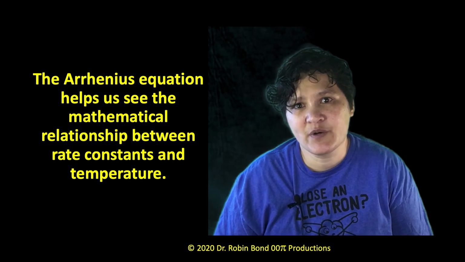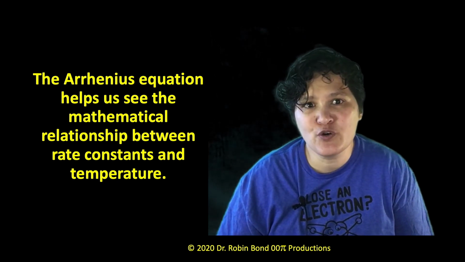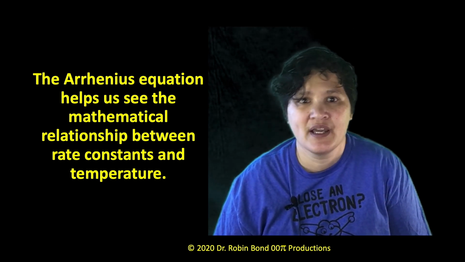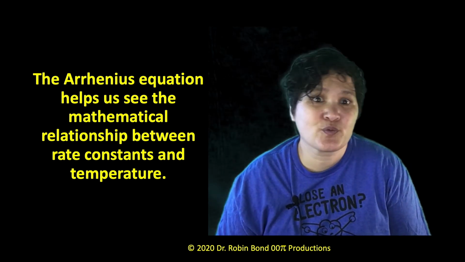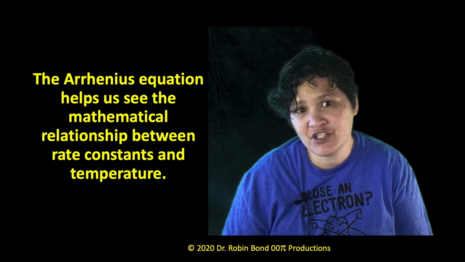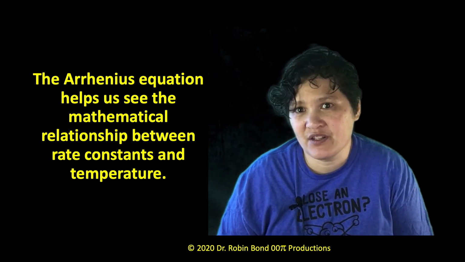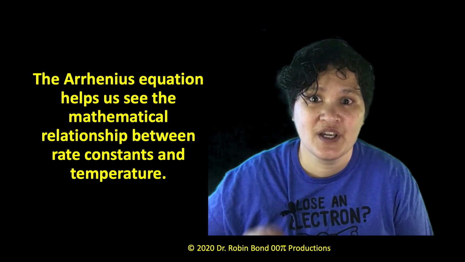So the Arrhenius equation is really useful if you know the rate constant at one temperature and want to figure out what it is at another temperature. And it's always really useful for calculating activation energies because there's no way to actually determine those directly.